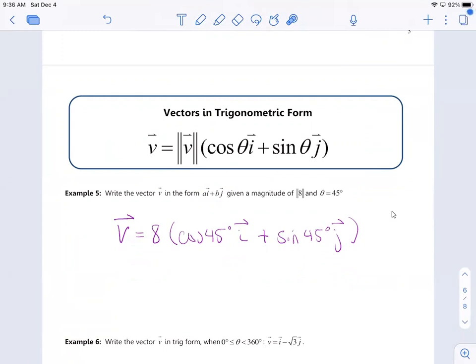Well, cosine of 45, we know what that is. That's root 2 over 2 I. And we know what sine is, which is root 2 over 2 J. If I distribute that 8, those 2's will reduce out. And so I end up getting 4 root 2 I plus 4 root 2 J.